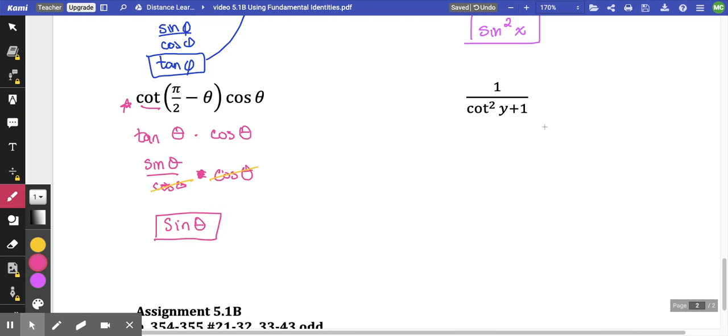All right, for my last one over here, 1 over cotangent squared of y plus 1. Well, looking at the denominator of that one, I see cotangent squared of something plus 1. So cotangent squared, that's going to be one of my Pythagorean identities probably. So I think my first move would be to replace that. So if I go back and look at those Pythagorean identities, cotangent squared of y plus 1, or 1 plus cotangent squared of y, would be equivalent to cosecant squared of y.